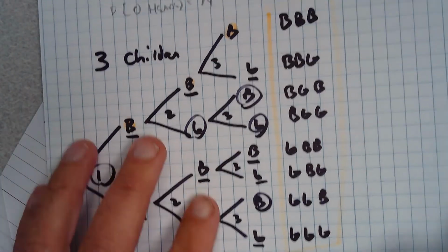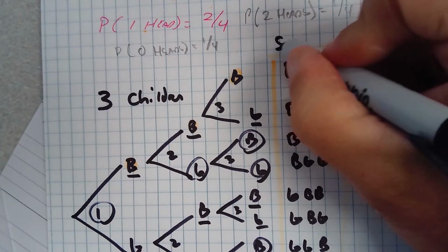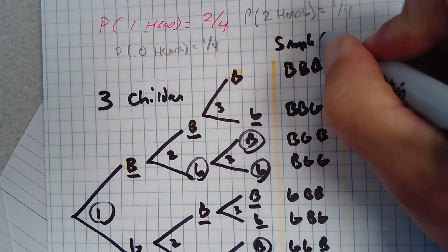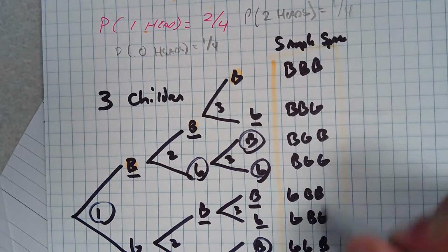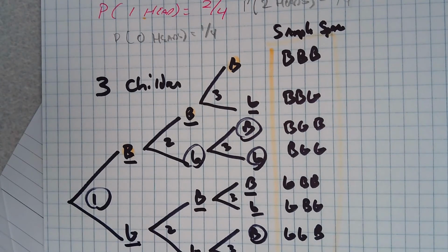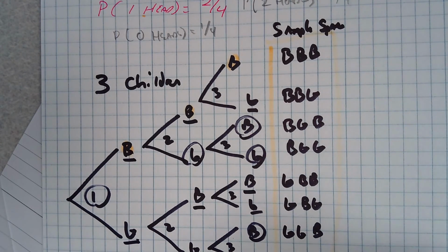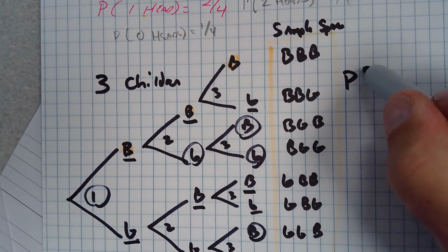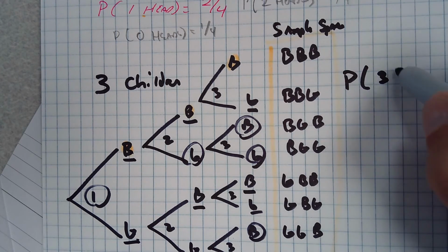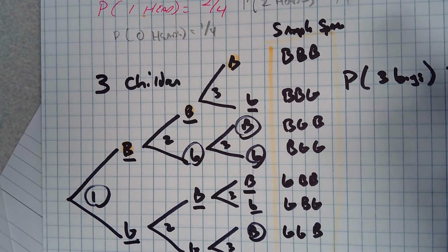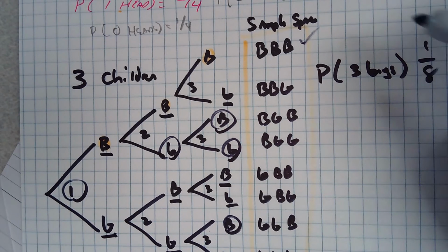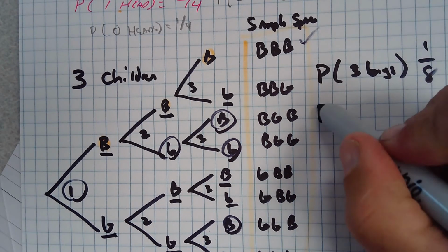So again, when they ask you what is your sample space, those are all the possibilities of having 3 children. Those are all the different outcomes we could have. And again, if I said to you, what's the probability that you're going to have 3 boys? There's only one case there where you have 3 boys. 1 out of the 8 cases.